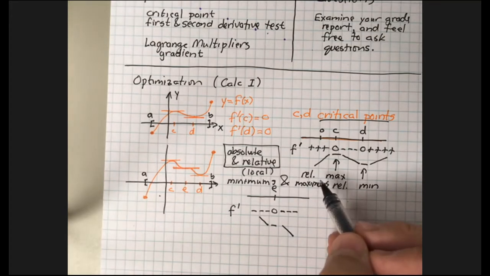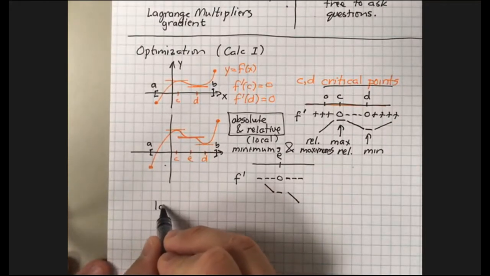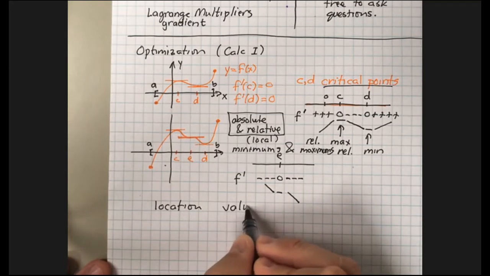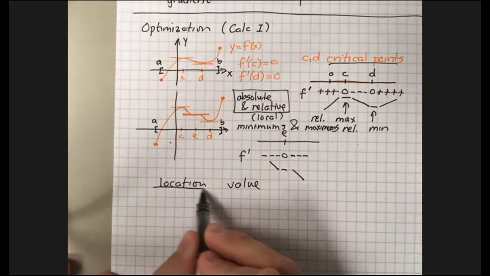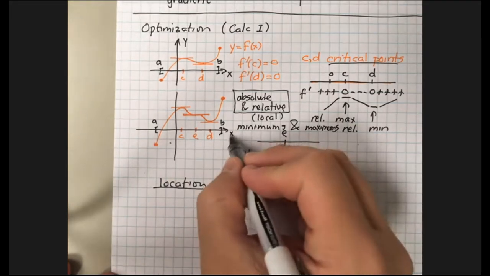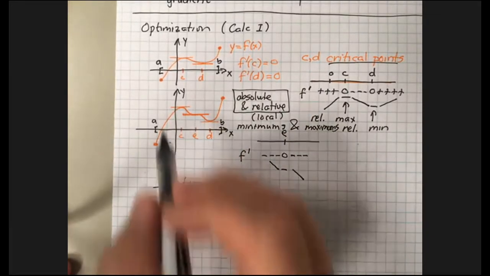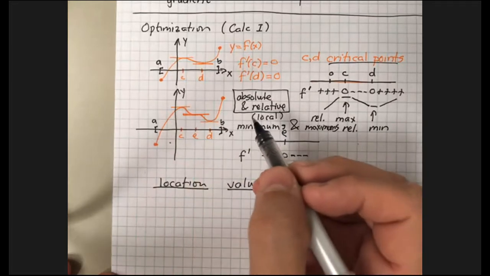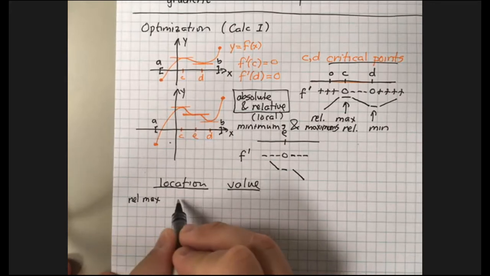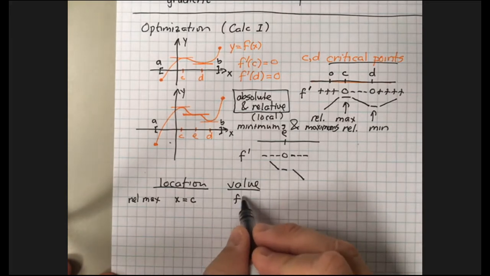And one more idea I want to bring to you, and that is the difference between location and value. The location of where the min or max occurs, that's on the horizontal axis, in this case, the x-axis. And the value of the minimum or maximum is the height of that curve at that place. So I could say I have a relative max at x equals c, but the value is the value of the function at c.